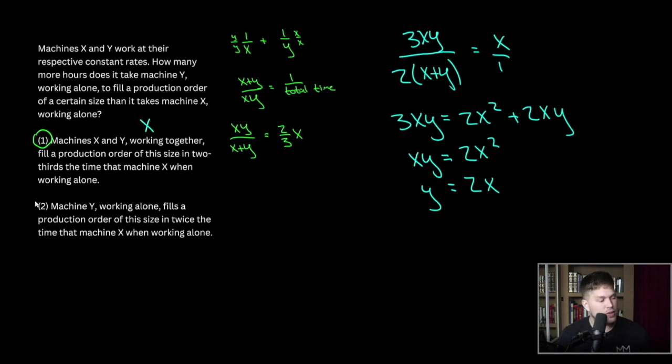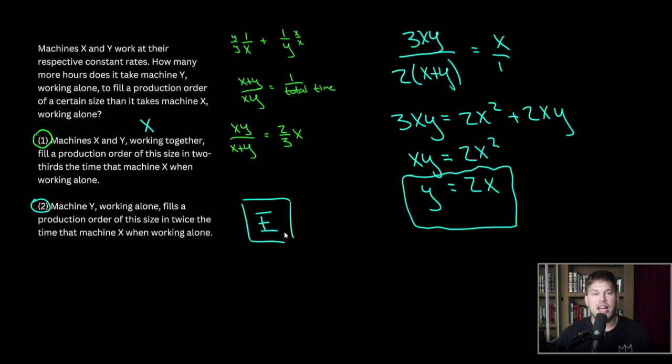What about statement 2? Statement 2 says machine Y working alone fills a production order of this size in twice the time that machine X does when working alone. Okay, so statement 2 just tells me this right out the gate. Again, this is not enough information to solve the problem, and so our answer here is going to be choice E. Neither statement has sufficient information to solve the problem.